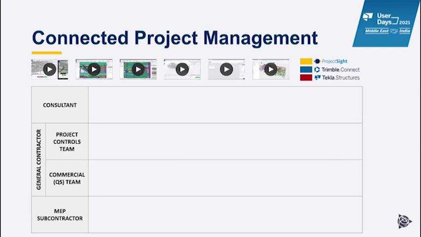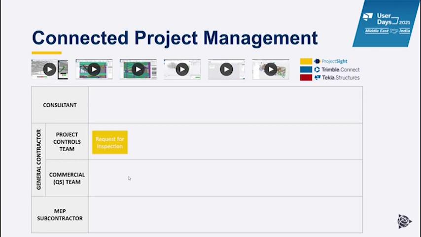So in this scenario, we have multiple stakeholders. We have the consultant, and we have the general contractor with project controls team and the commercial team, and we have the MEP subcontractor. In this scenario, we will demonstrate how the different teams using different technologies from Trimble are all connected. The MEP subcontractor has just completed one zone in the project, and they would like to send an invoice, and the general contractor would like to verify the quantities on that invoice. So this is how the process would work.